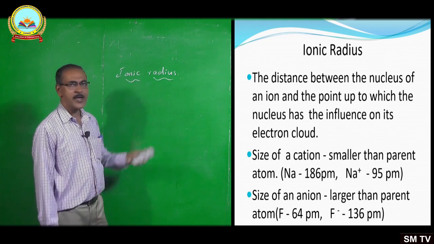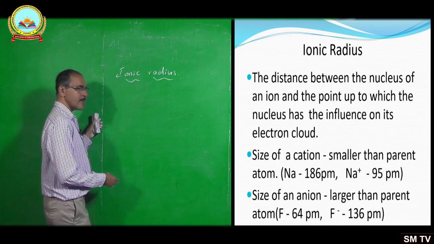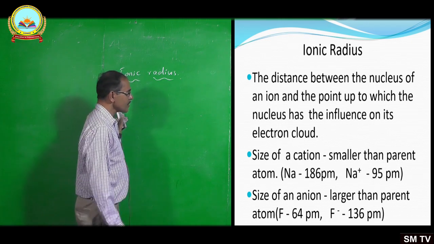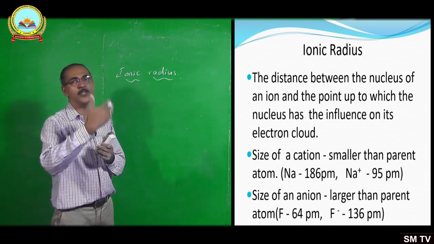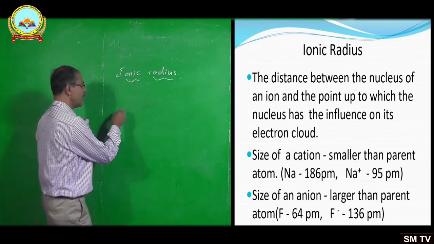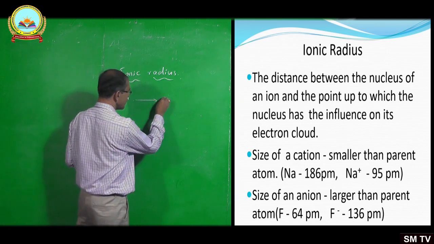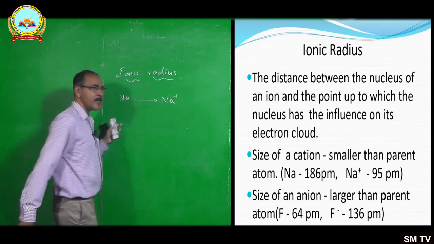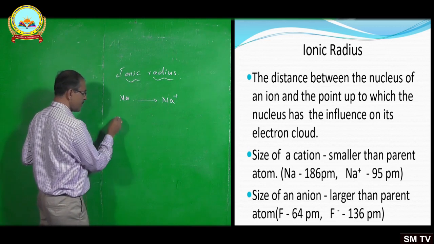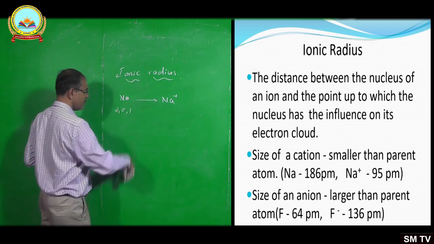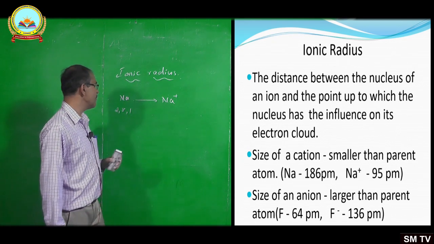In case of ionic radius, the very important point to be remembered for the examination also, is the radius of the cation and its neutral atom. For example, Na is converted to Na plus. How do you get Na plus? The electronic configuration of sodium, atomic number 11, is 2, 8, 1: 1s2, 2s2, 2p6 and then 3s1.